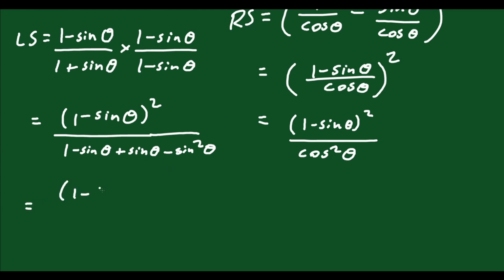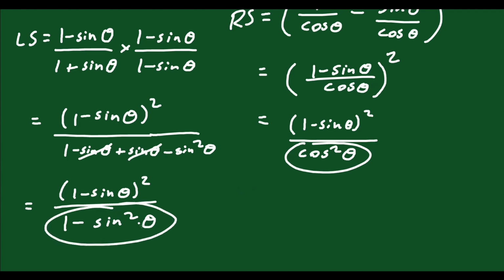So I'll have (1 minus sine theta) squared on top. And on the bottom, negative sine theta and positive sine theta will cancel, and I'm left with 1 minus sine squared theta. So I'm really close, right? I just have to show that this and this are the same, right? Or I have to change this to look like this. How can I do that?